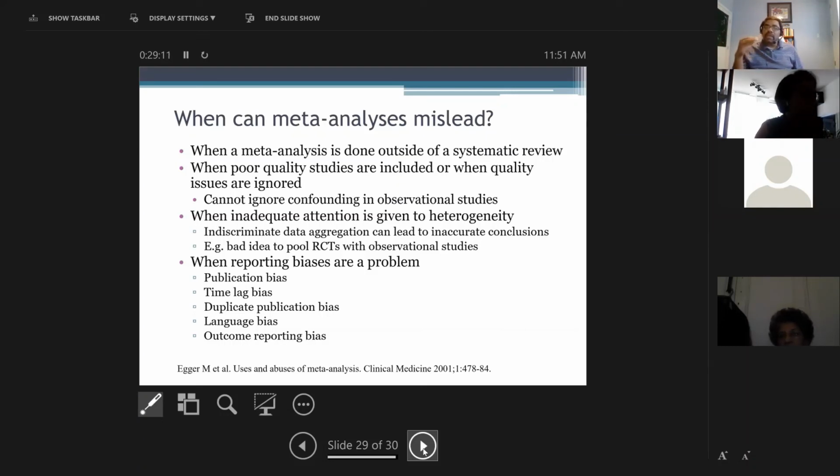And you also need to worry about conflicts of interest of people doing the meta-analysis, right? There's conflict of interest on the part of researchers doing the original trials, but there's also a conflict of interest on the people doing the meta-analysis as well. Even that needs to be declared transparently in the paper.